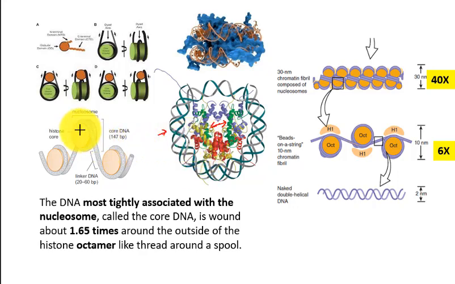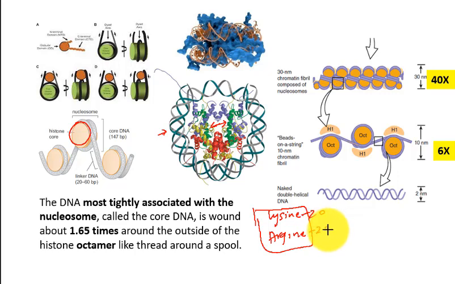Histone protein is very rich in two amino acids: one is lysine, the other is arginine. You may wonder, because the name is histone, it should be rich in histidine, but it's not like that. Lysine is around 20%, and arginine is also roughly 20%. So lots of positive charge. Lysine and arginine are positively charged amino acids.